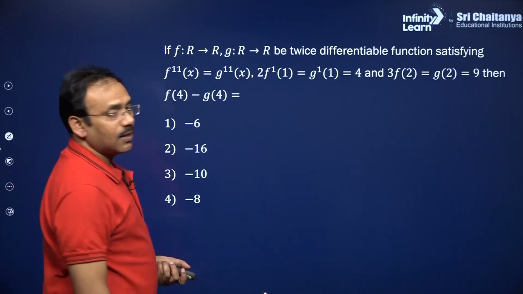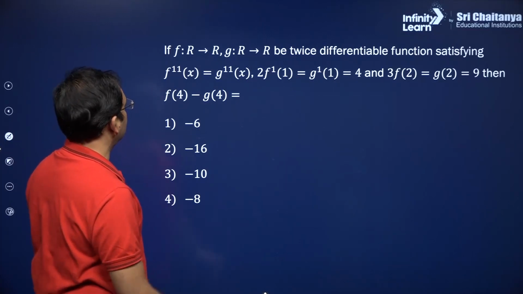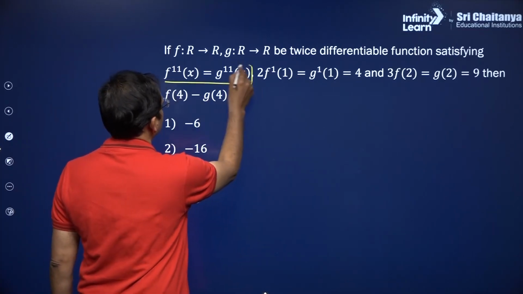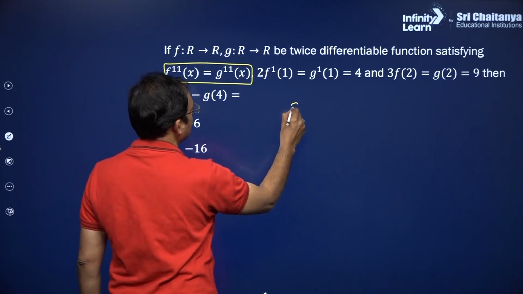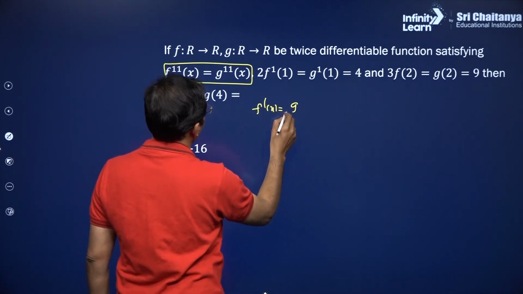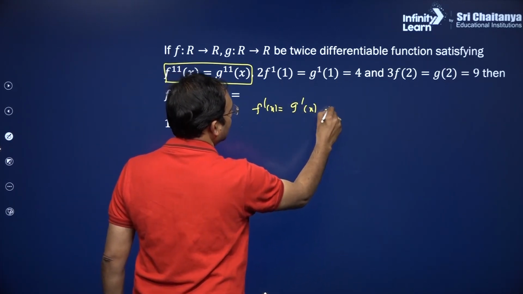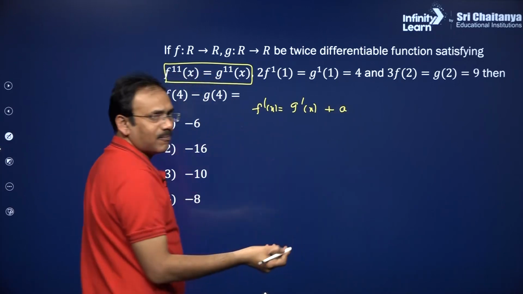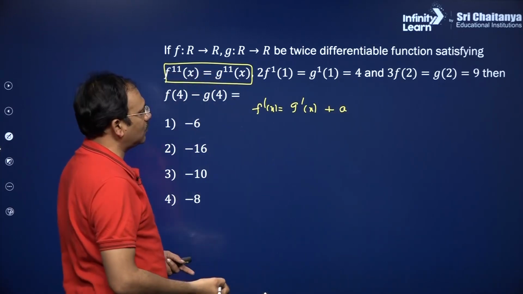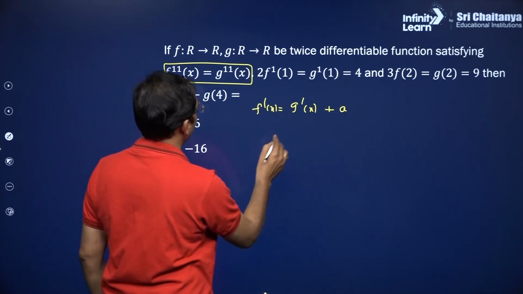Next, you see, f and g are two differentiable functions satisfying f double dash x is equal to g double dash x. This means you can say f dash x is equal to g dash x plus some a, some number, because if you take the derivative, f double dash x is equal to g double dash x plus 0 it will be.